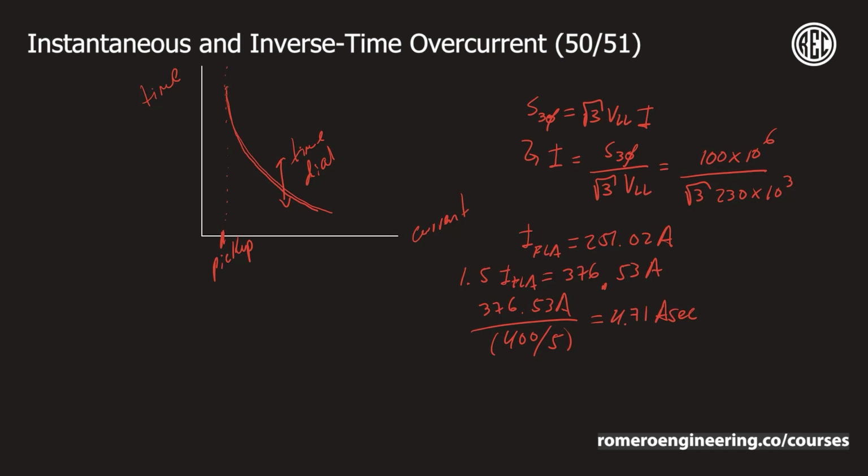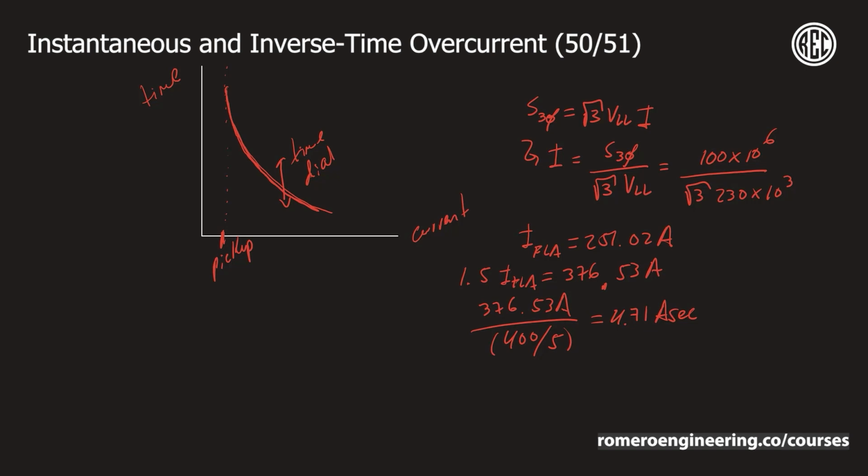Now the shape of this curve is dependent on what we call the curve type, and we're going to have several curve types in modern microprocessor-based relays. So you might have an inverse, an extremely inverse, moderately inverse, short time inverse, etc. There are several types of curves, and what you need to do is pick the one that most closely resembles the characteristic of what you're trying to protect.